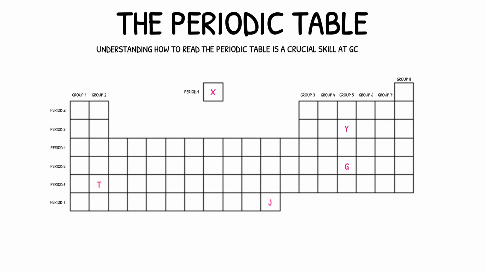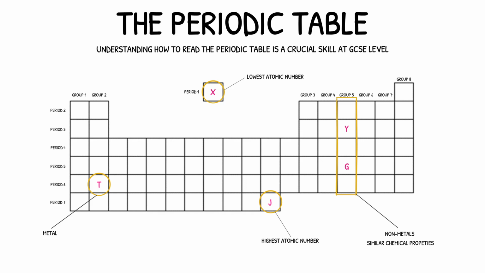Understanding how to read the skeleton of the periodic table is a required skill at GCSE level, and it will be of great help to you in later topics. So, for example, letter X will have the lowest atomic number as it's at the top left of the periodic table. Letter J will have the highest atomic number as it's at the bottom right. Letter T is a metal as it's on the left-hand side of the periodic table, whereas letters Y and G are non-metals as they are to the right. Letters Y and G will also share similar chemical properties as they are in the same group.